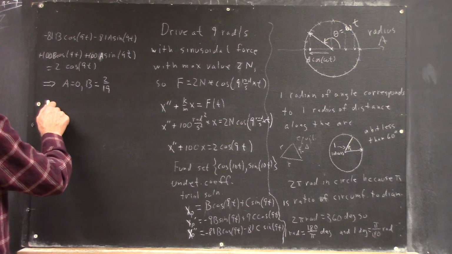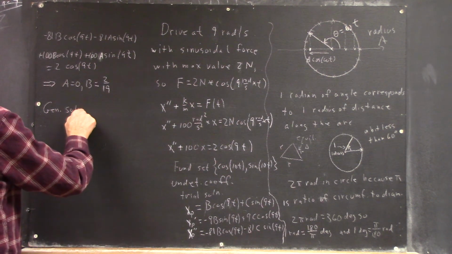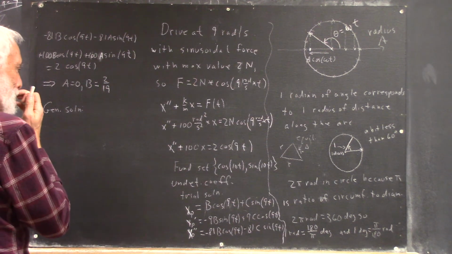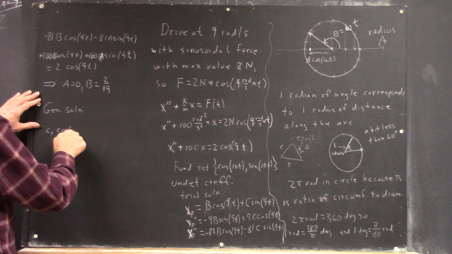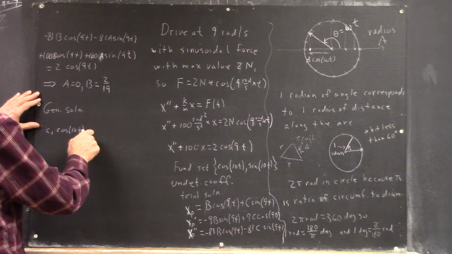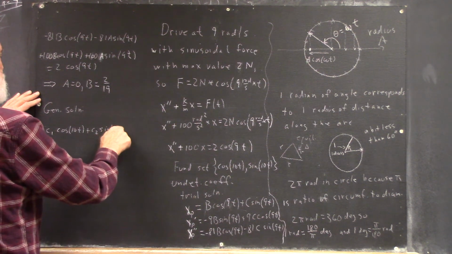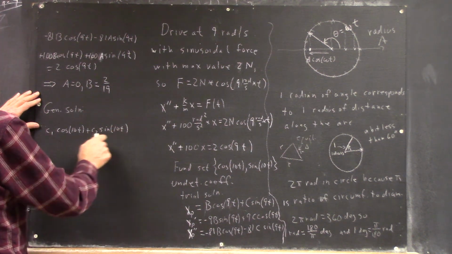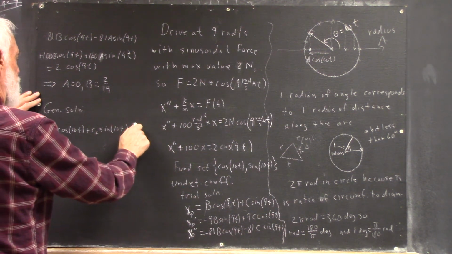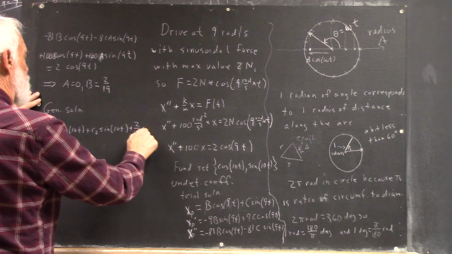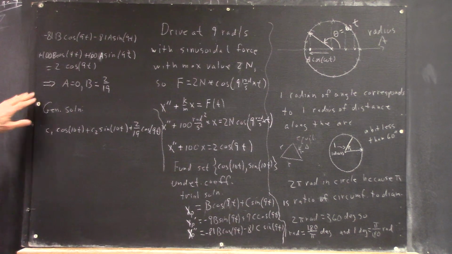So now our solution could be written c1 cosine of 10t plus c2 sine of 10t plus 2/19 cosine of 9t.